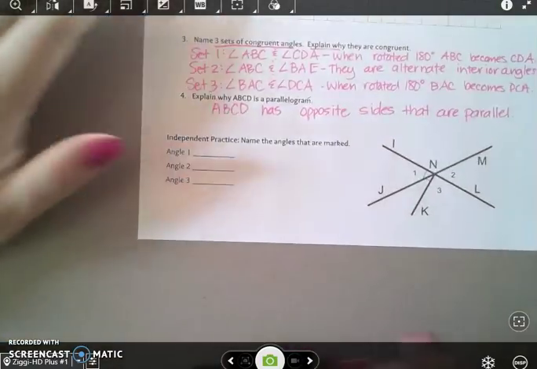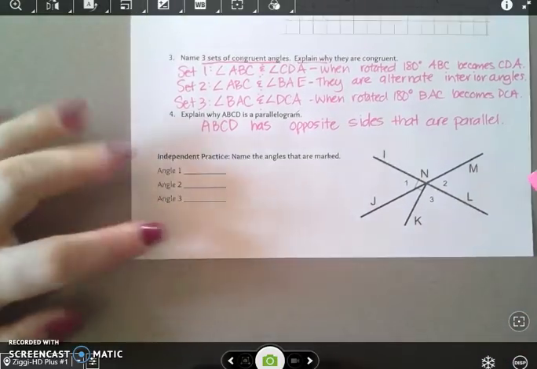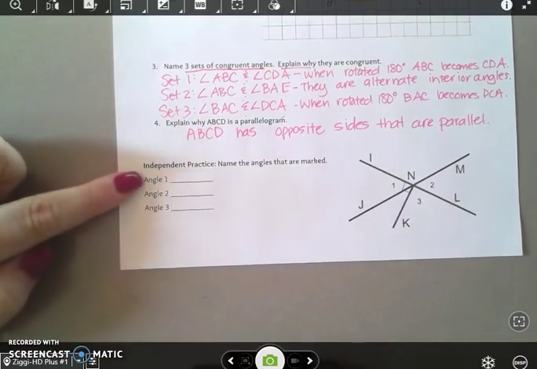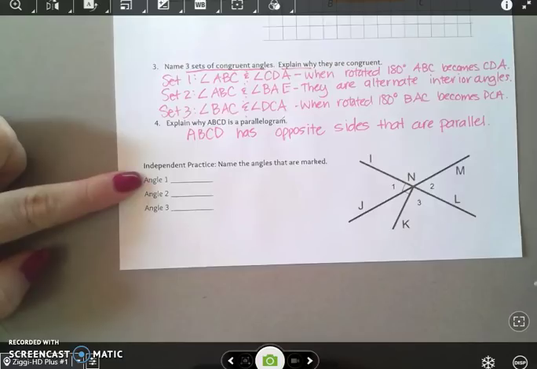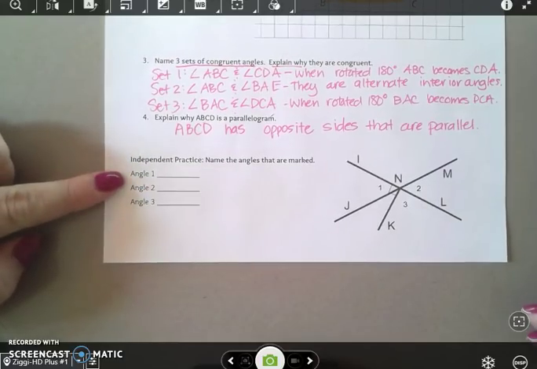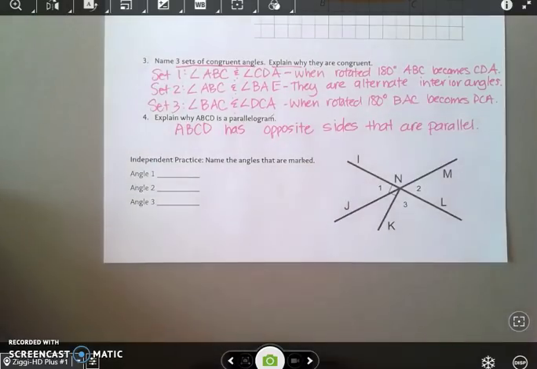Now, at the bottom, for independent practice, there are 3 angles that I would like you to name. Notice there's a 1, a 2, and a 3. So I want you to give me the appropriate way to name each of those angles. Again, once you have the independent practice done, you can check in to see if you have them correct. If you have questions, make sure that you ask.